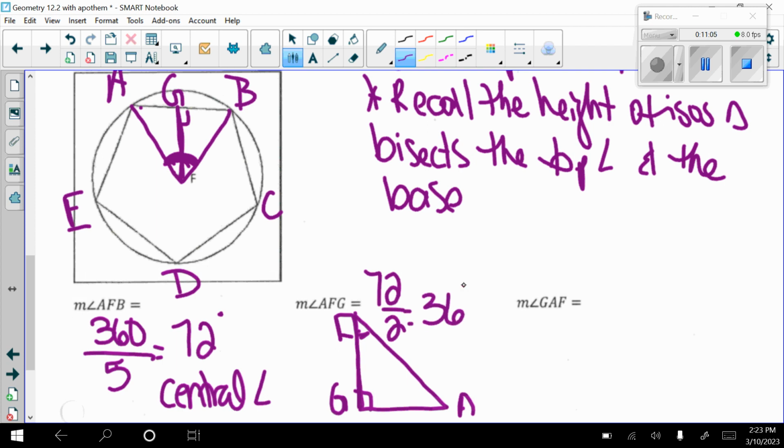Now measure of angle GAF, that's this angle down here. These two together have to equal 90. I just found this one to be 36, so this is going to be 90 minus 36, which is 54 degrees.